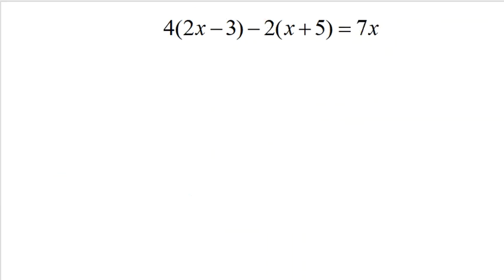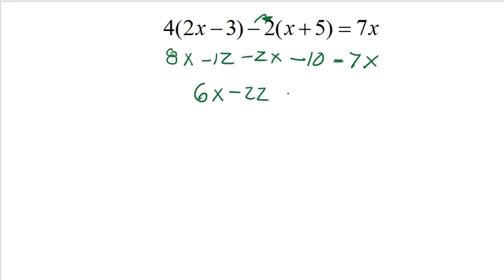All right, let's try another example here. Pretty equally as easy. One thing to watch out for, though. We get 8x minus 12. Be very careful. This negative is attached to that too. So that's negative 2x, negative 10. Once again, such a small thing, but I can't tell you how many kids put a plus 10 there. Be very, very careful. Take your time. Combining like terms, 6x minus 22 equals 7x. 8x minus 2x is 6x, the negative 12, the negative 10, there's my negative 22.